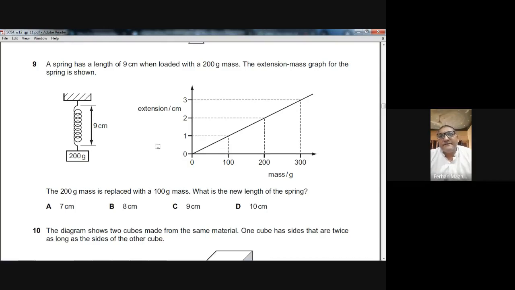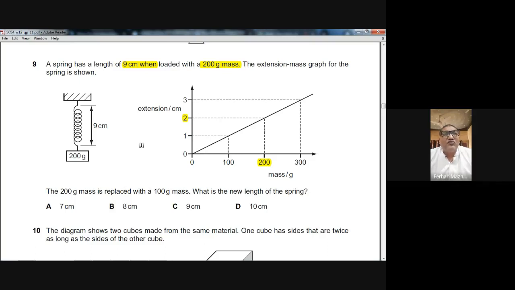When 200 grams are hung, the extension is 2 centimeters. You see, when a 200-gram mass is hung, the length is 9 centimeters. So this is L, this is the extension. If from 9 centimeters I subtract 2 centimeters, I can find out the unstretched length, L naught. The unstretched length will be 9 centimeters minus 2 centimeters.